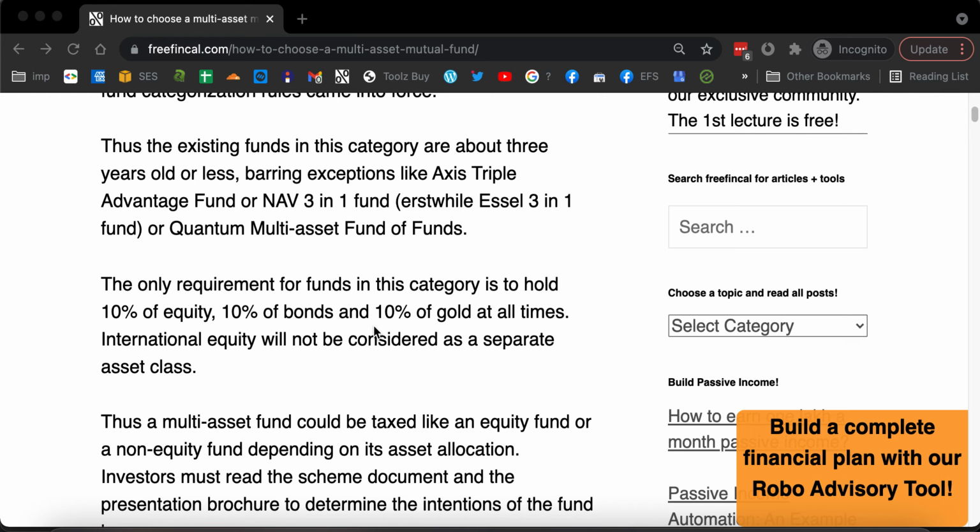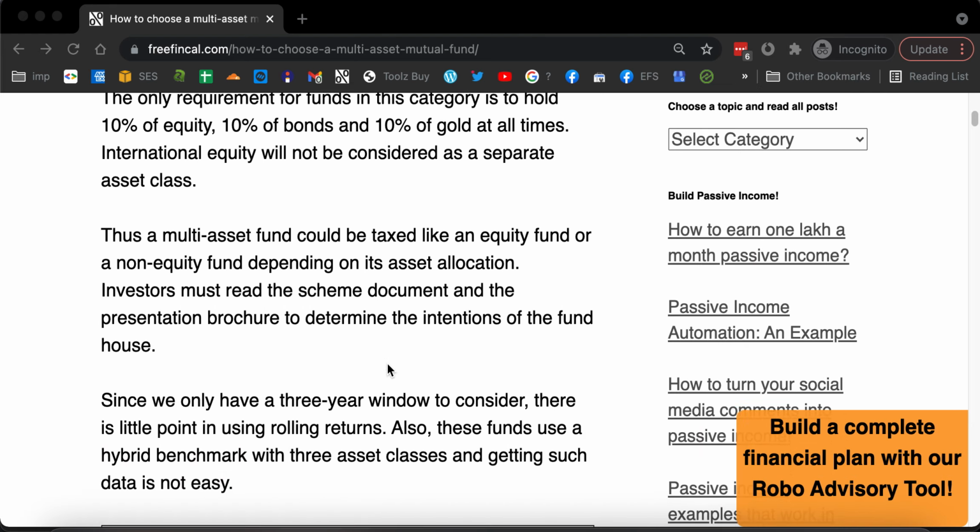So you can have funds in this category that are taxed like a debt fund, or funds that can be taxed like an equity fund. When I say taxed like a debt fund, it means taxed like a non-equity fund. That's what I mean. So you can have either. You have to look at the scheme document or the scheme brochure to understand how that works.